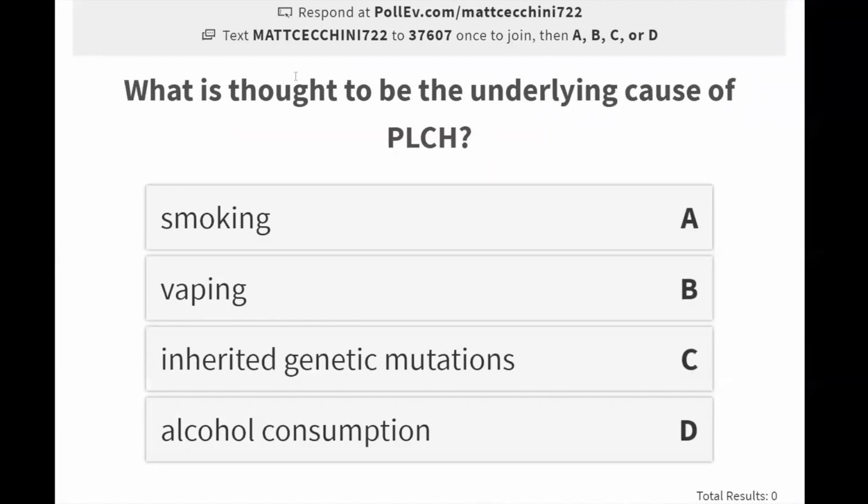So the next question is, what is thought to be the underlying cause of PLCH, or pulmonary Langerhans cell histiocytosis? Is it A, smoking? Is it B, vaping? Is it C, inherited genetic mutations? Or is it D, alcohol consumption?